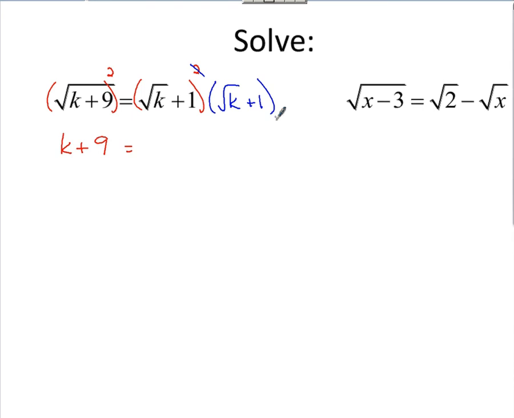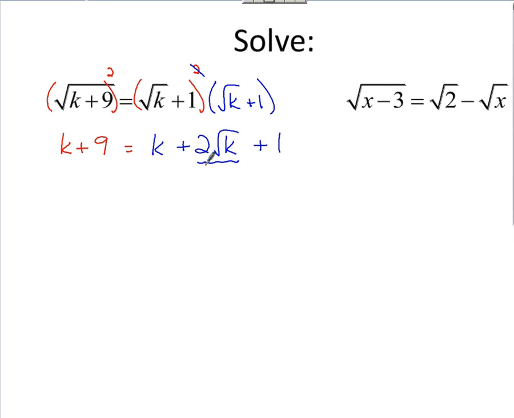FOIL all that out. First terms multiply, roots disappear, you're left with k. Your outside terms and inside terms will match. You'll have two k's, actually two square roots of k. And multiply your last, you've got 1. So we eliminated one radical, we still have another radical left. No big deal. We can isolate this radical expression now to one side of the equation.